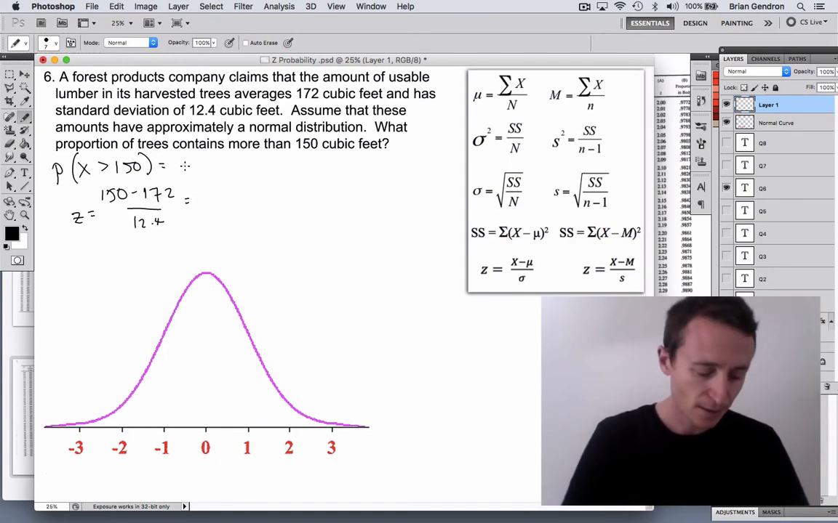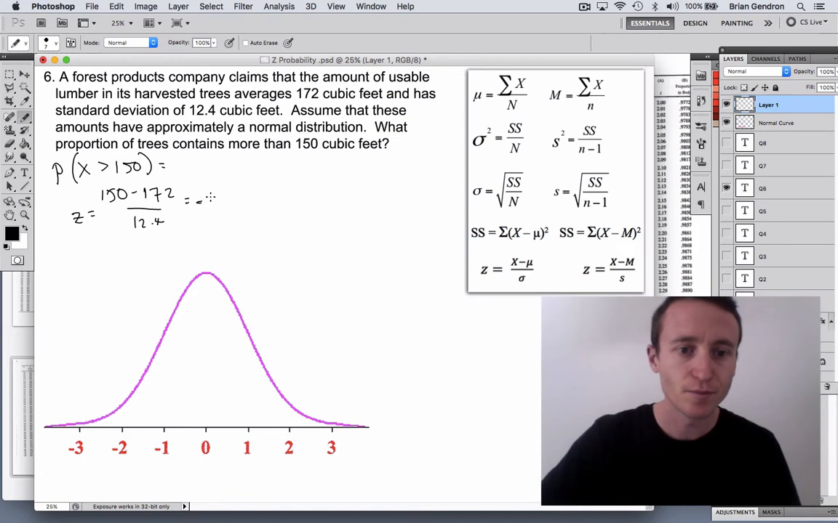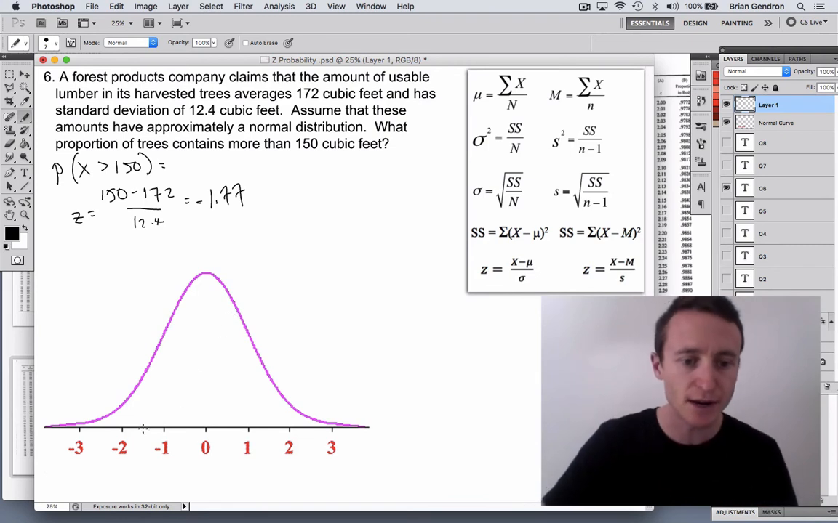Let's look at my calculator here. We get negative 1.77. Negative 1.77. All right. Now, if we apply this to the curve down here, let's see. So negative 1.77 is about right here.